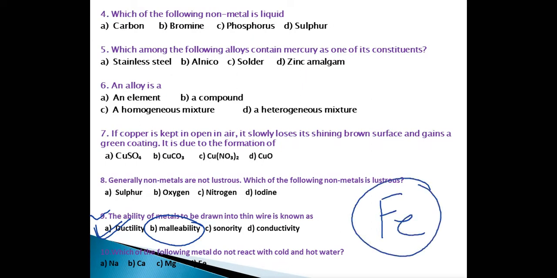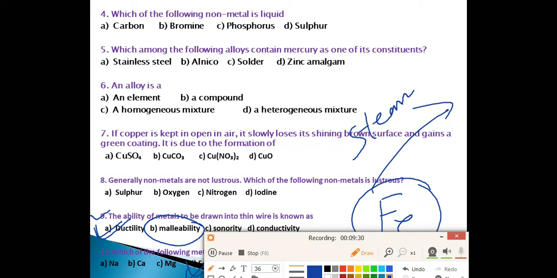There is one metal which will not react with cold water as well as hot water, and the name of that metal is iron. Iron will not react with cold water and hot water, but it will react with steam, that is, water vapor. And it will form ferric oxide, Fe2O3.